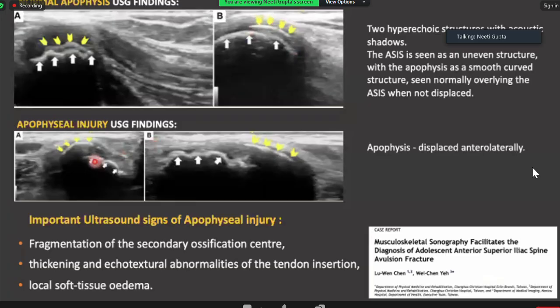In case of injury, as we saw in the previous case, we can see the inferior displacement of the overlying apophysis and uncovering of the underlying subchondral plate. So sometimes this may also be associated with mild tendinopathy of the tendons inserting at the apophysis with mild associated soft tissue edema. But these are the classical imaging findings of an apophyseal injury on ultrasound.